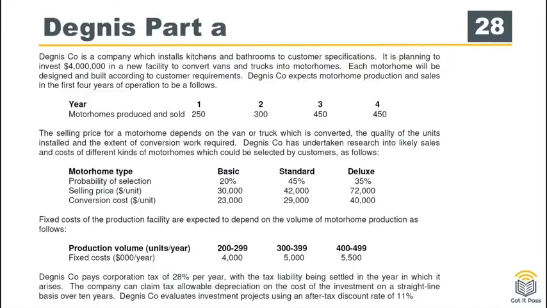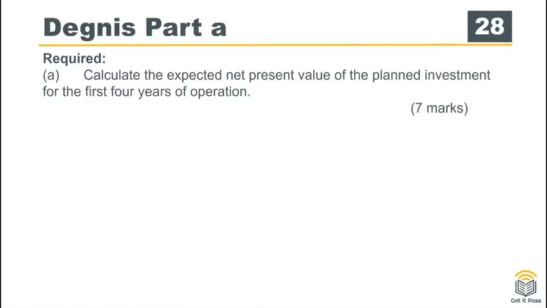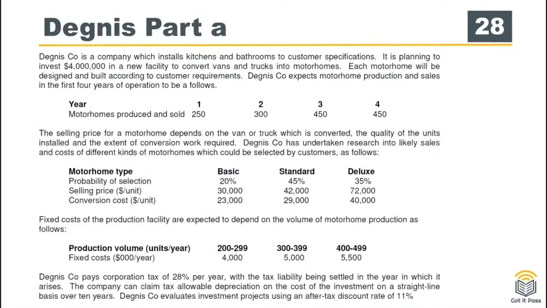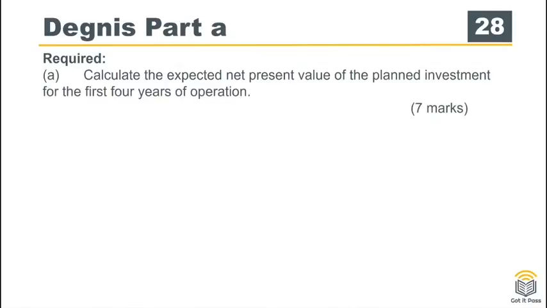Okay, for part A, first of all, I would like to read the requirement before going into the details of the questions. So for me, part A, what is the requirement? The requirement is to calculate the expected net present value for the first 4 years. In other words, the project may be lasting for more than 4 years, but we only focus on the first 4 years of operation.